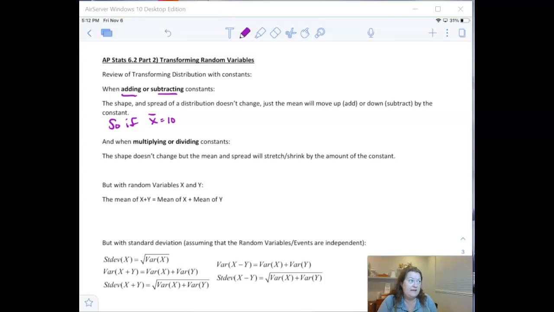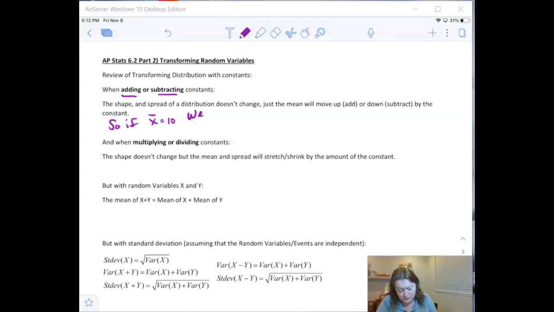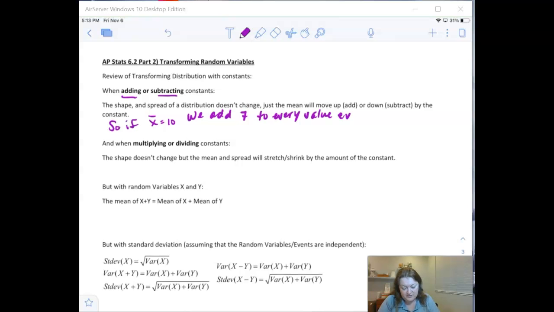Its mean happens to be 10, and then we ask you to add 7 to every value that created that distribution. So if there was a bar that was some amount high, all of those numbers are now moved over plus 7. That means that every number in the distribution would just shift 7 to the right. And now my new mean would be 17, right?